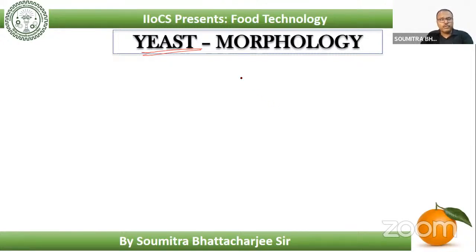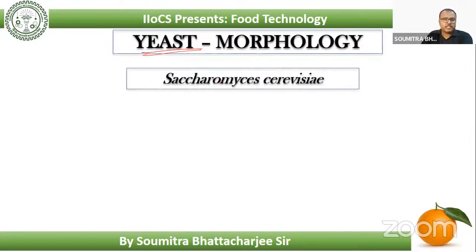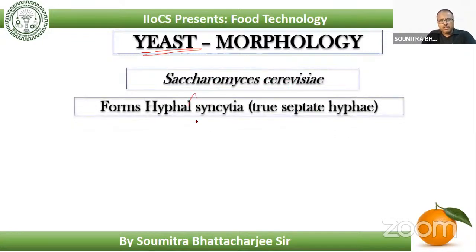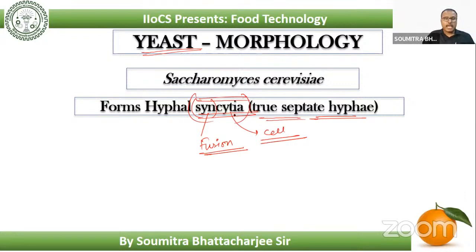Okay. So the common group is Baker's yeast, which we represent as Saccharomyces cerevisiae itself. Now, they form hyphal syncytia. Wherever we get this word, syn stands for fusion, and cytia stands for cell. Syn stands for the fusion, and cytia stands for the cell itself.